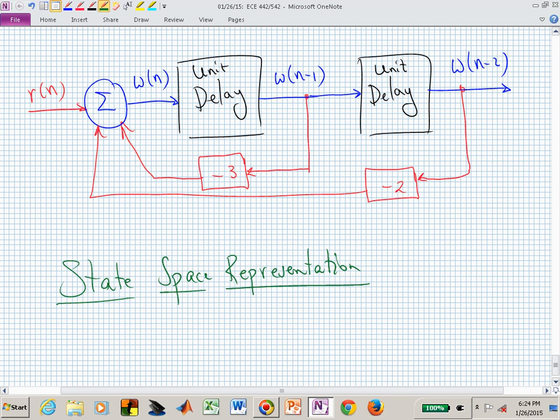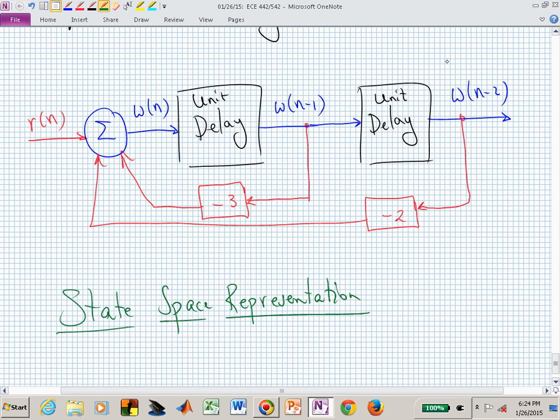How many state variables are we going to have? 2. It was a second-order difference equation, wasn't it? Here it doesn't really matter. Let me say that this last rightmost delay block, let me call that x sub 1 of n. And let me call the output of this first delay block on the left another state variable, x sub 2 of n. There are my two states.